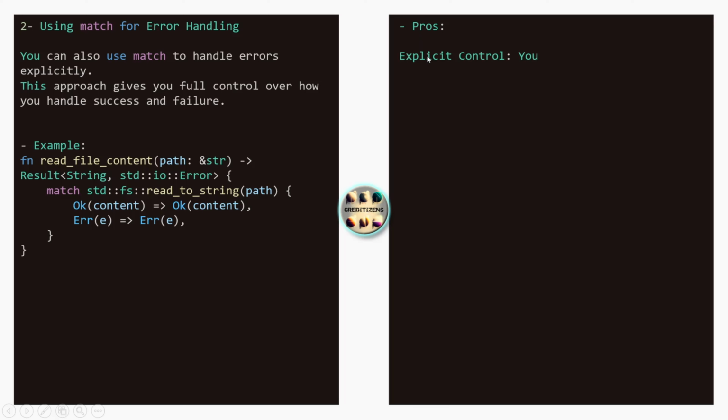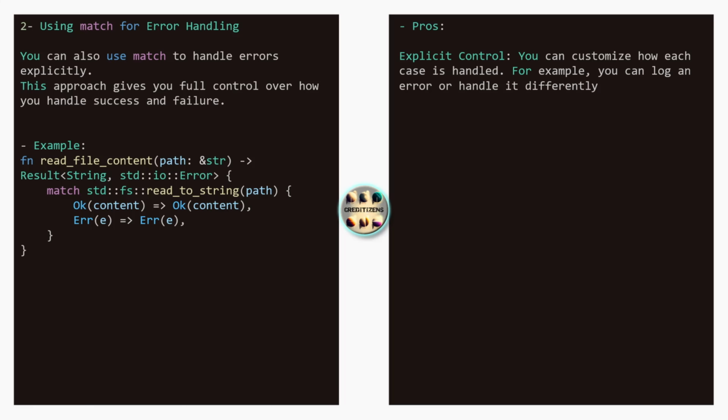So here the pros: explicit control. You can customize how each case is handled. For example, you can log an error or handle it differently depending on the context.